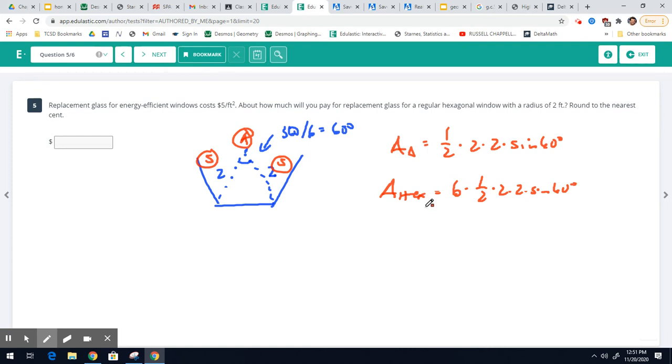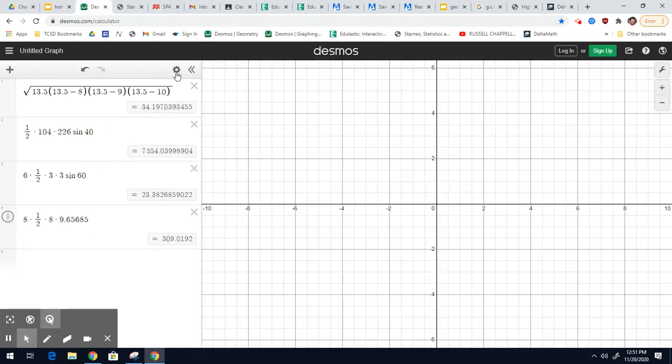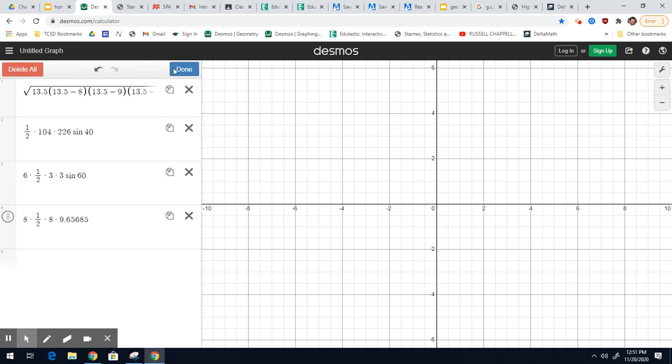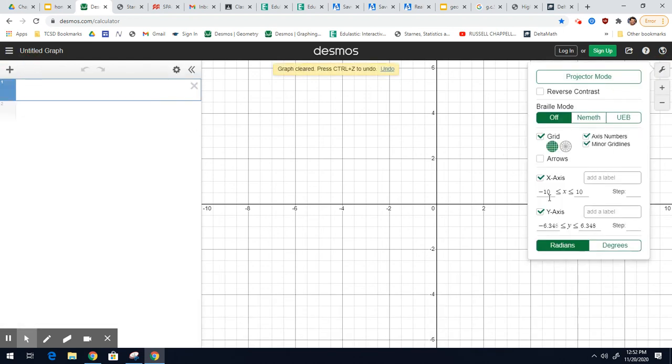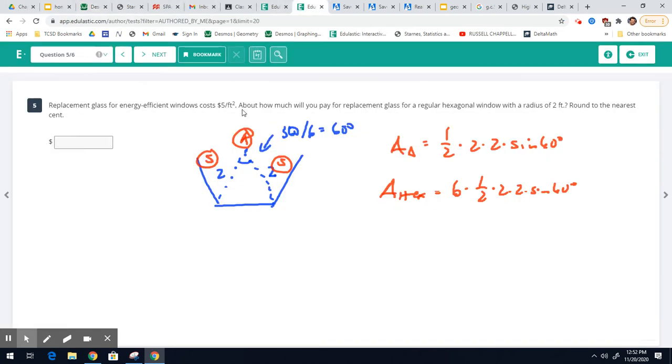1/2 times, or 6 times 1/2 times 2 sine of 60. Let's clear all this out. Remember, if you delete all that, you have to go back to the wrench and change it back to degrees. So 6 times 1/2 times 2 sine of 60. And that's going to be the area of one of these panes of glass. 10.392, and so on, in square feet.